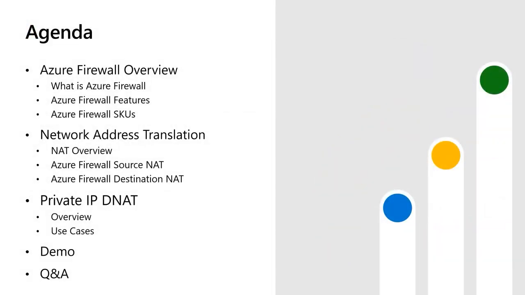So in our agenda today, we'll start with an overview of Azure Firewall, followed by its features and SKUs. Then we'll dive into network address translation, specifically focusing on Private IP DNAT and explore its use cases. We'll then run through a demo, and towards the end, if we have time, we'll also respond to some of the questions that you posted in the Q&A. So please feel free to post your questions, and we also have team members at hand to reply to your questions.